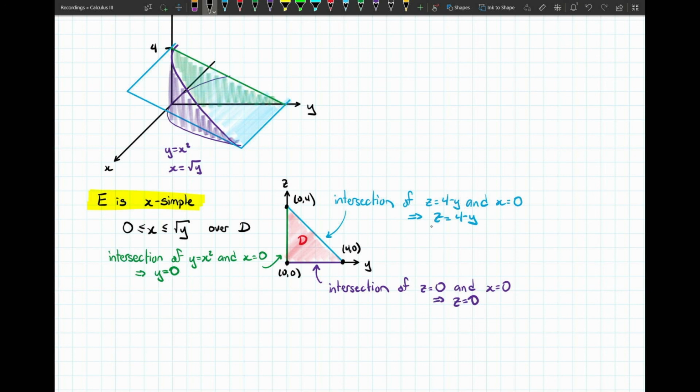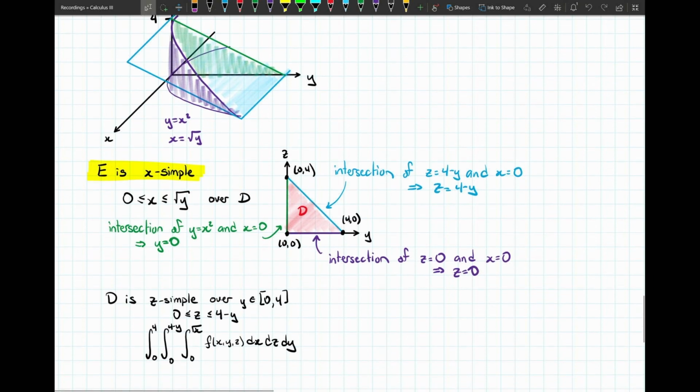Now, because we have z set up as a function of y, let's try treating D as z simple first. Over an interval for y from 0 to 4, z will be bounded by the purple function and the blue function. Z will have a minimum value along the function z equals 0 and a maximum value along the function z equals 4 minus y, where y varies from 0 to 4. That will give us the order dx, dz, dy.